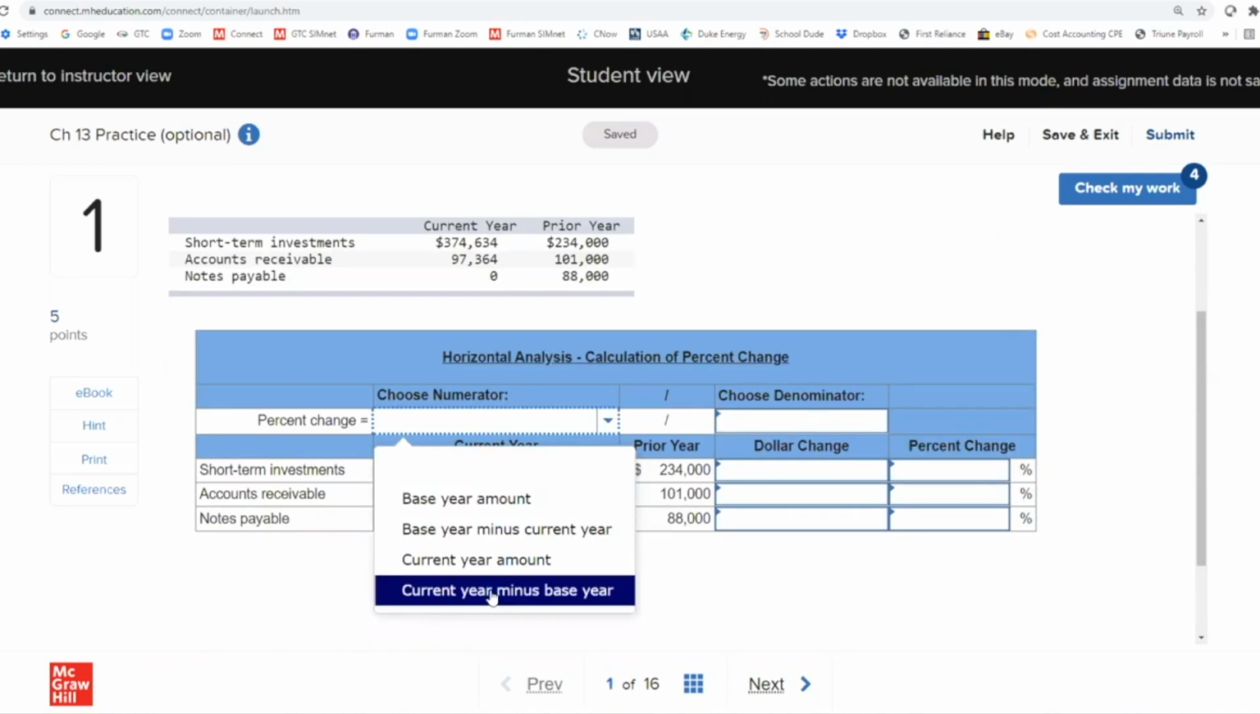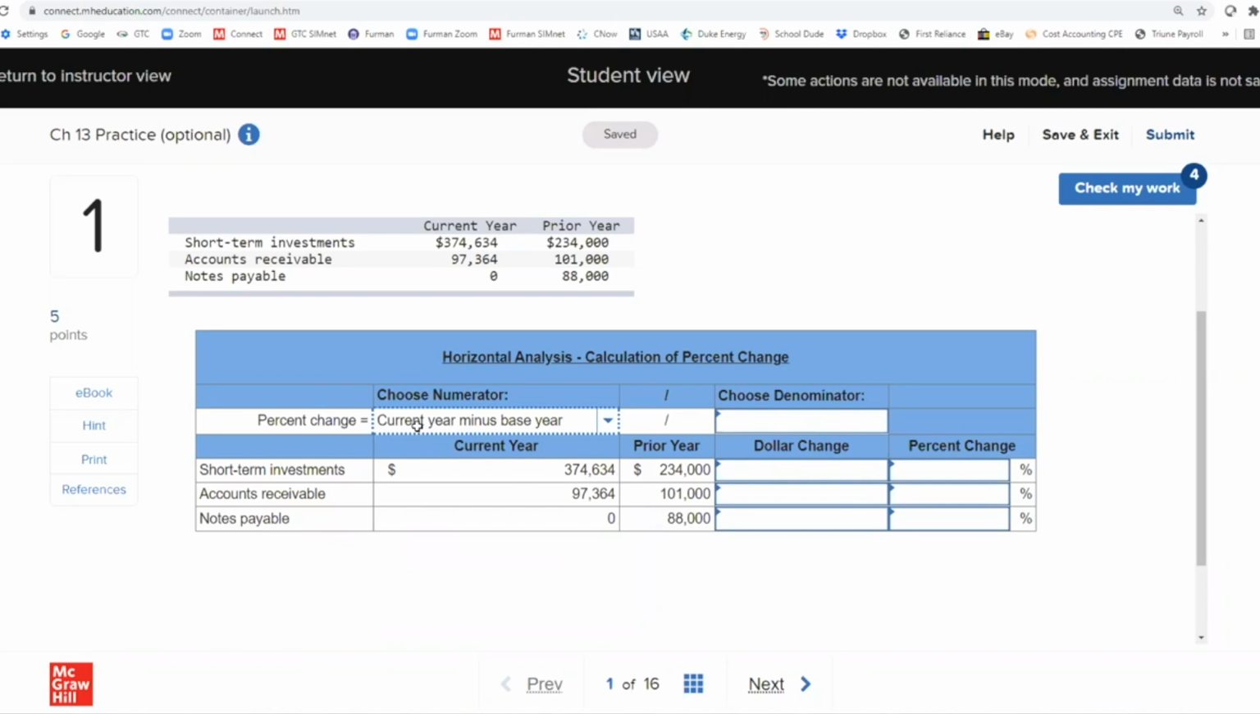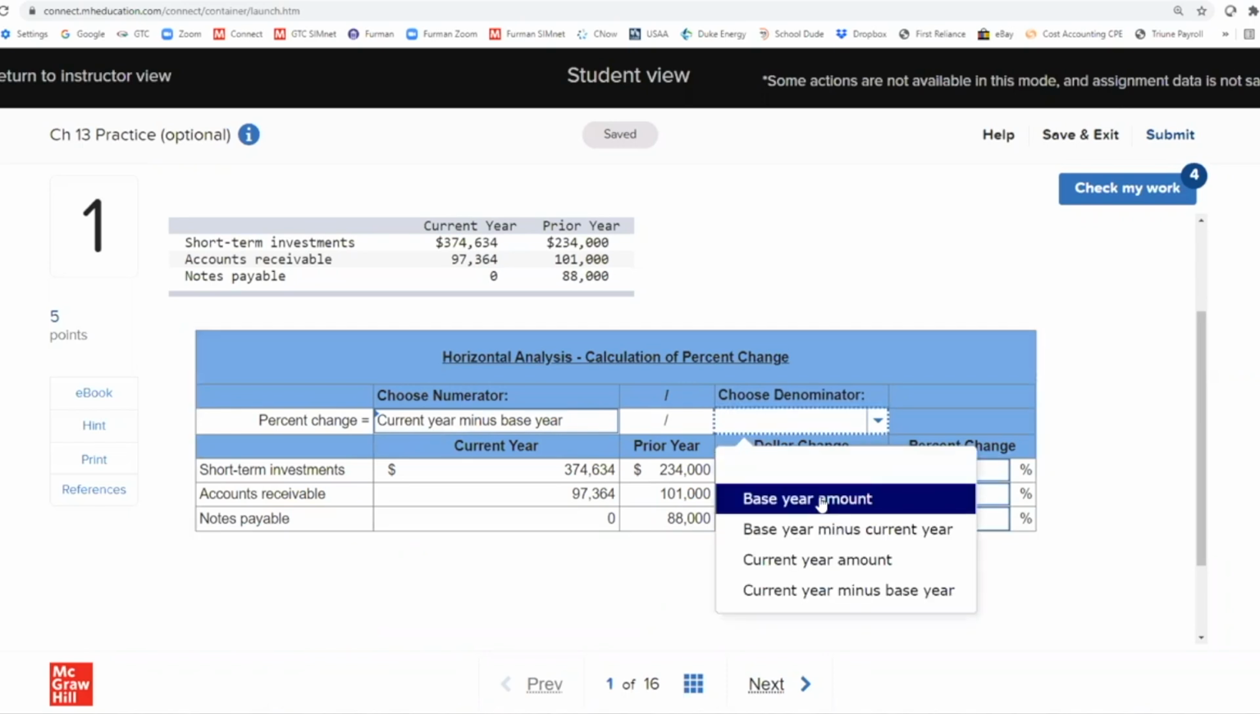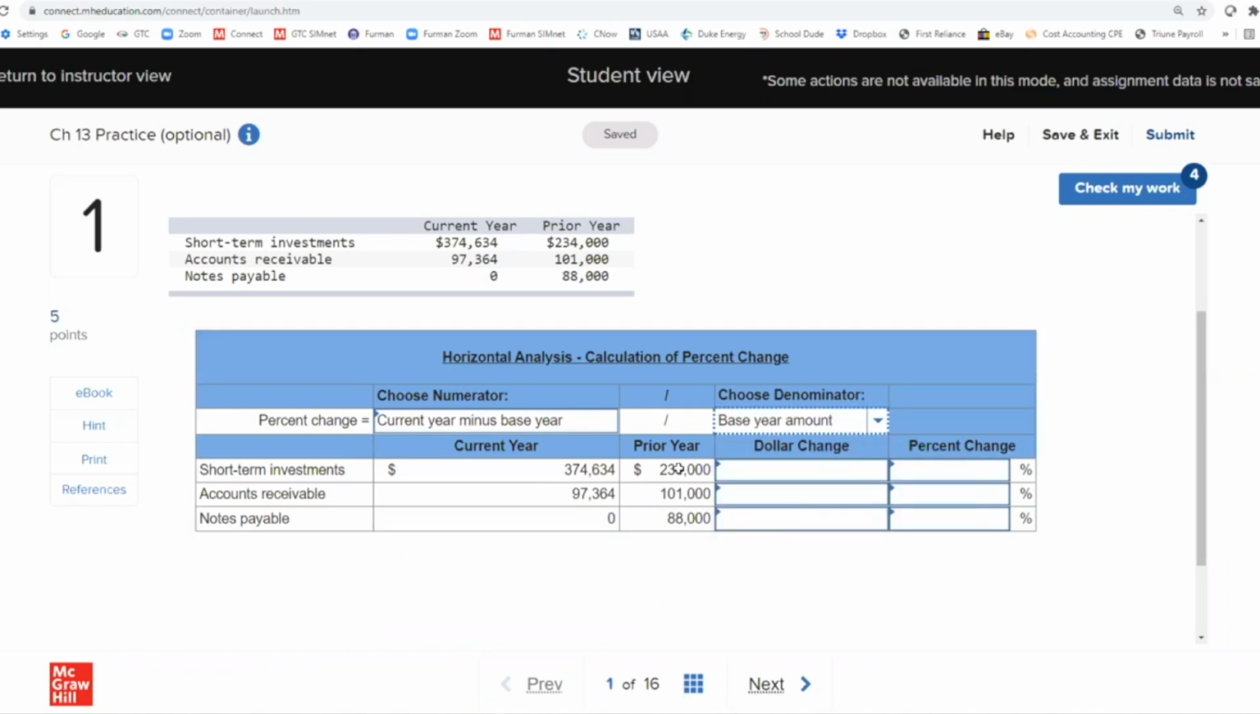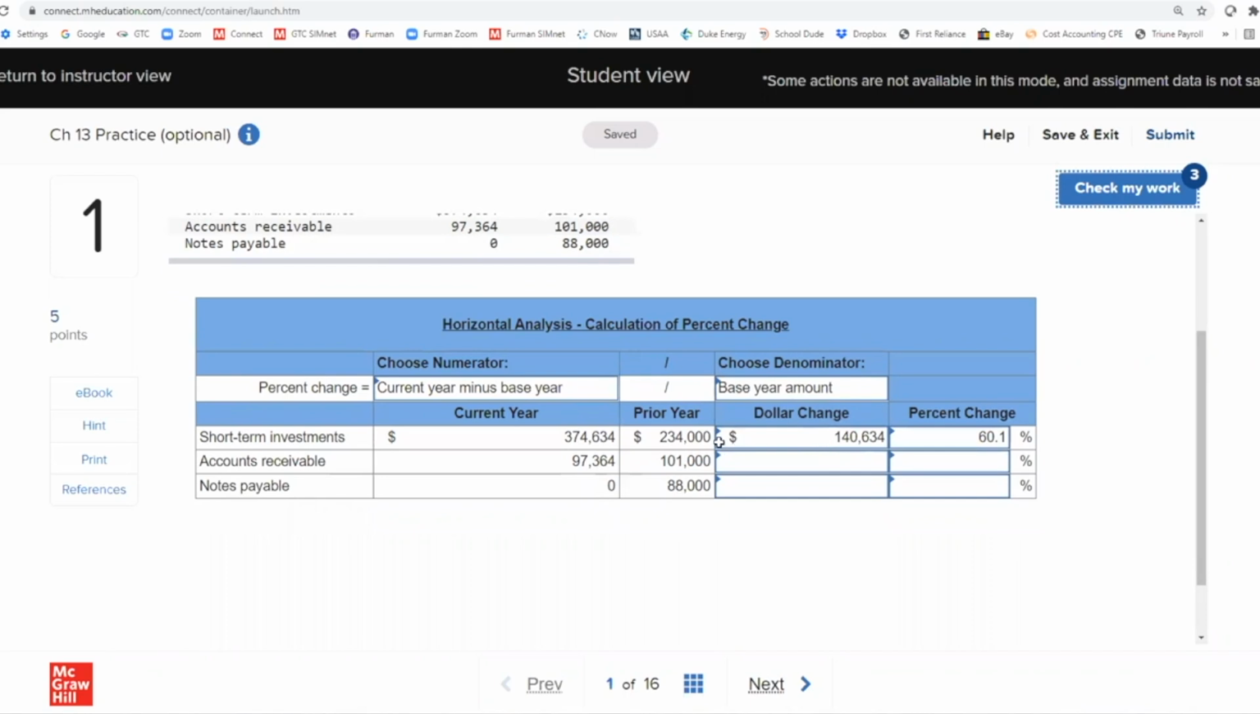Yes, the current year minus the base year. Yeah, so it's this year's minus last year's. That's the amount that it changed, in dollars. And we divide that by the base year amount, of course. How much did it change? 374 minus that. It went up by 140,634. That's a 60.1% change. So it went up by 140,634 over last year. And if you take this divided by the prior year, you get 60.1% change. That's a big change, isn't it?